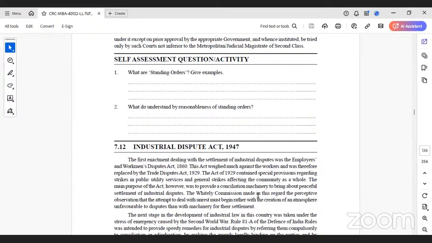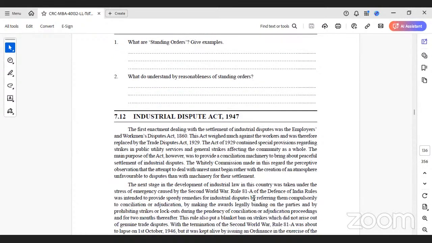And then you have the Industrial Disputes Act 1947. So the first enactment dealing with the settlement of industrial disputes was the Employers and Workmen Disputes Act 1860. And then we had the Trade Unions Act 1926, the Trade Disputes Act 1929, and the Act of 1929 contains special provisions regarding strikes in public utility services and general strikes affecting the society and the community as a whole. So the main purpose of this Act is to provide a conciliation machinery to bring about a peaceful settlement of industrial disputes. So conciliation is where both the parties agree for a conciliator, a third party who is going to intervene and solve the industrial disputes.